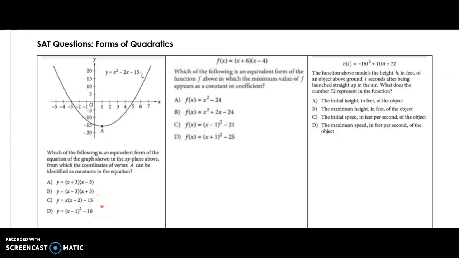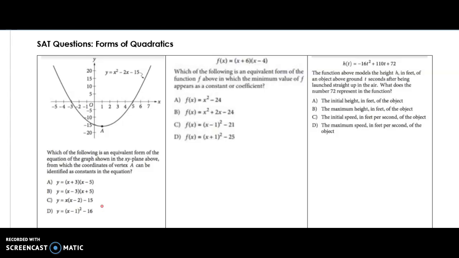And so if we're looking at this first one, which of the following is an equivalent form of the equation of the graph shown in the xy plane above, from which the coordinates of the vertex can be identified as constants in the equation? What this is saying is that we need to be able to easily pull out the x and y values of our vertex super easy from our equation. And we just talked about the form of our quadratic where that is going to be the case. And that means our equation needs to be in vertex form.